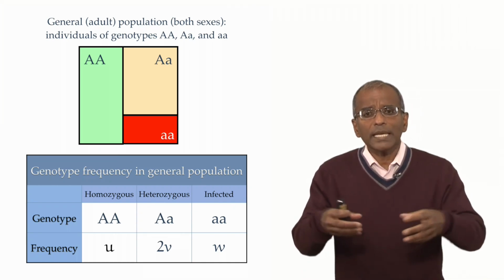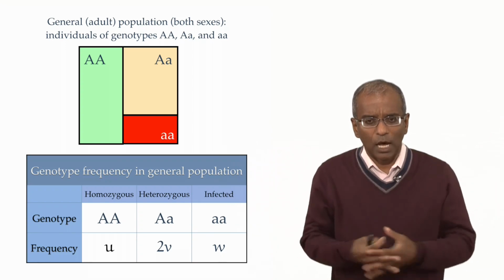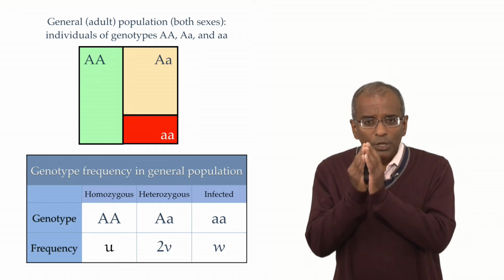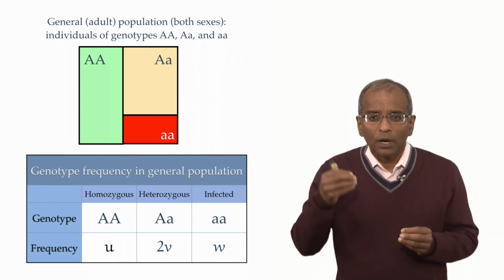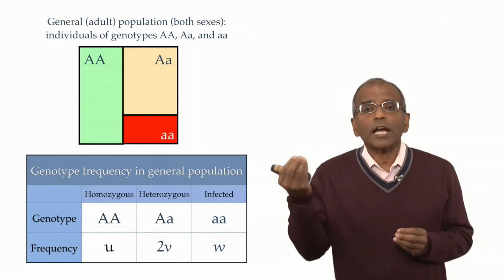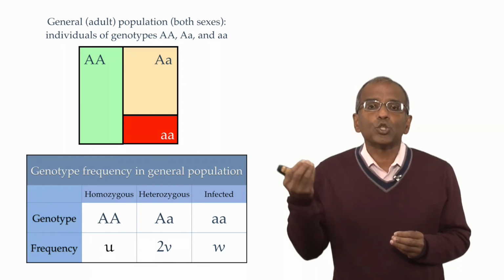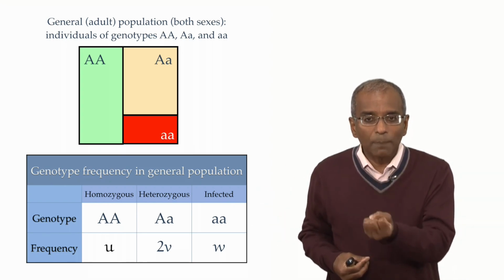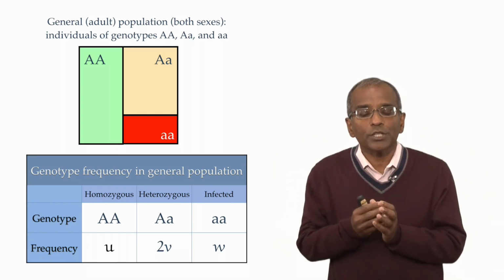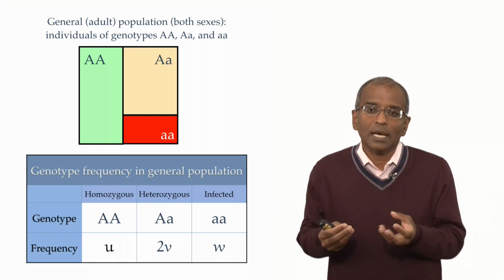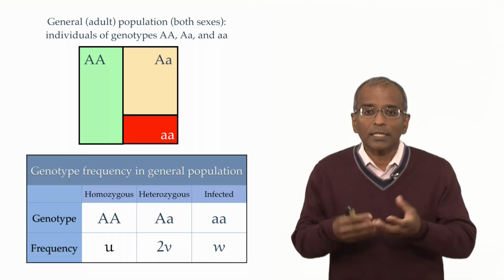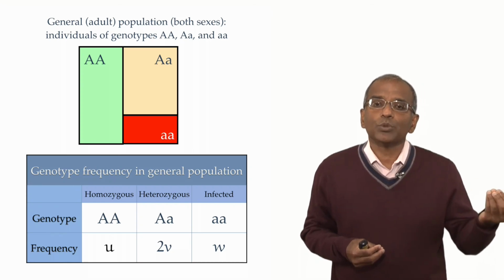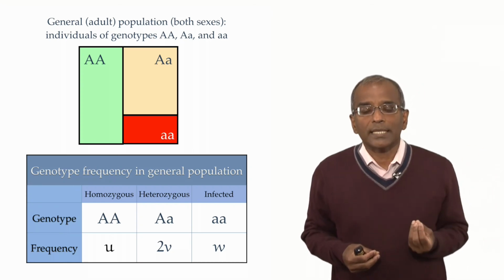Let us say that in the mating population, in the general population at large, that these individuals are in the proportion U to 2V to W. U represents that fraction of the populace whose genotype is normal and homozygous, in other words, two uppercase A's. Twice V represents that proportion of the population which is heterozygous, in other words, an uppercase A and a lowercase a gene in the genotype. And W represents the sick individuals, the individuals which have two lowercase a's in their genotype.